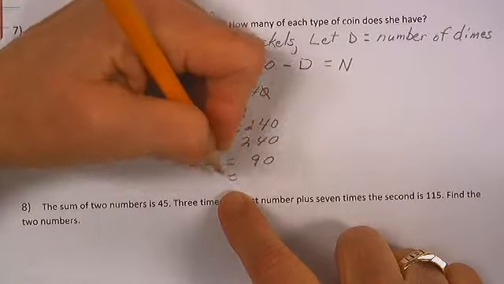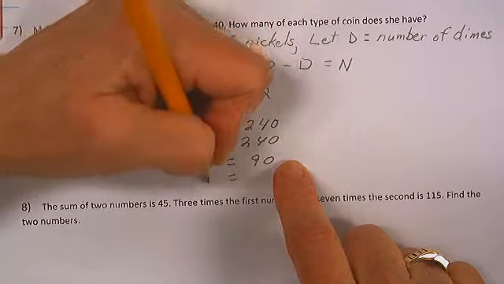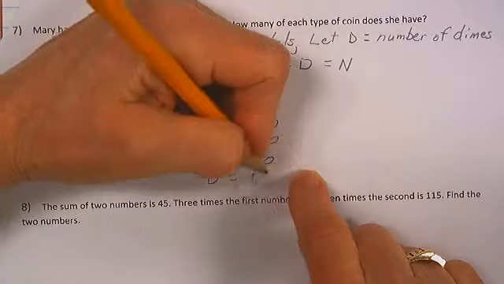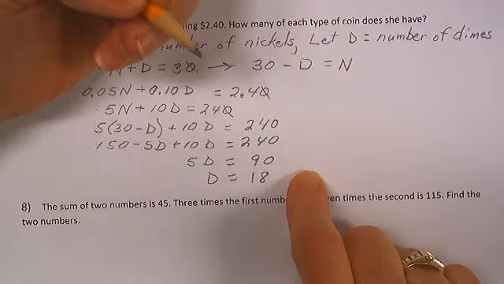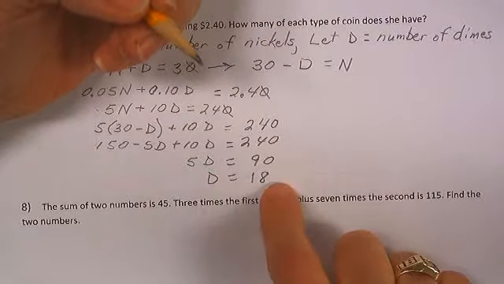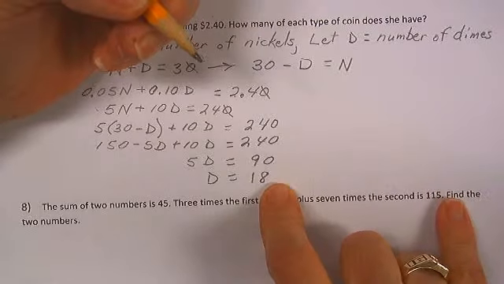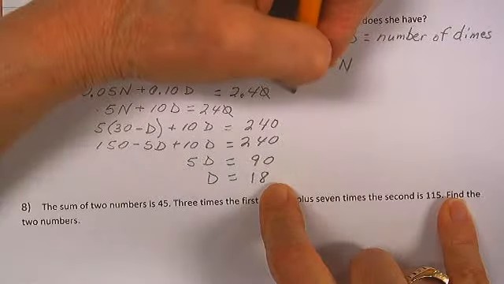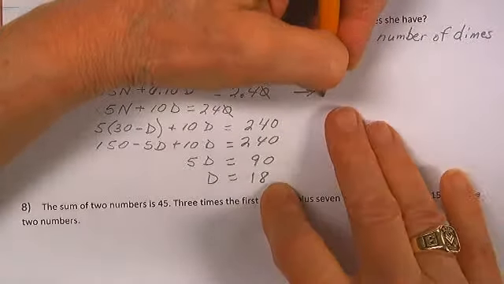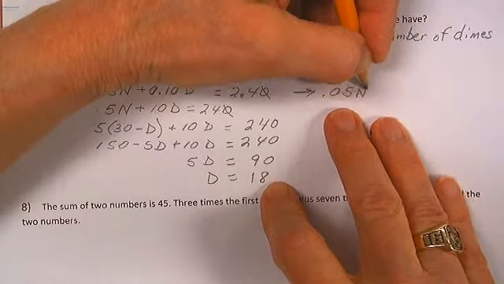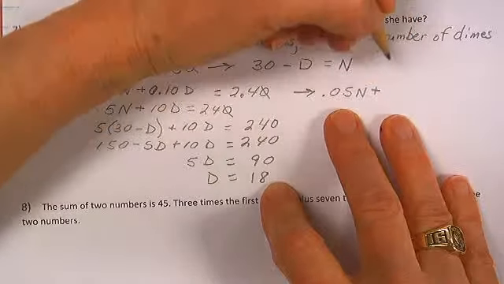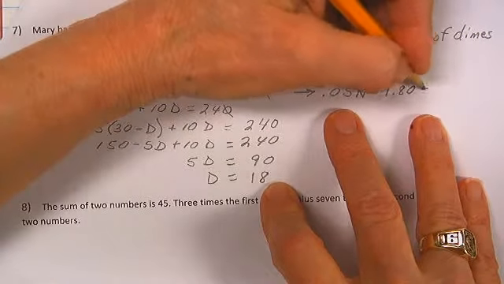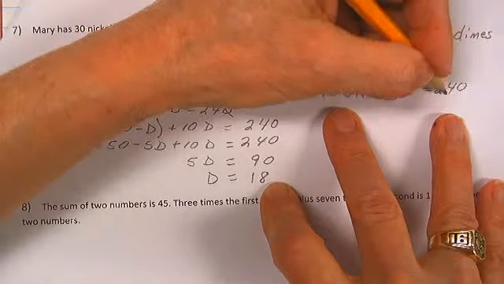So if 5d equals 90, what does 1d equal? I divide both sides by 5 and I get 18. Okay, if we have 18 dimes, then 0.05 times the number of nickels plus $1.80 in dimes equals $2.40.